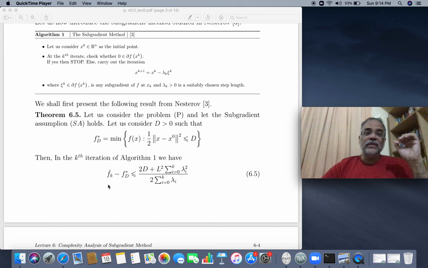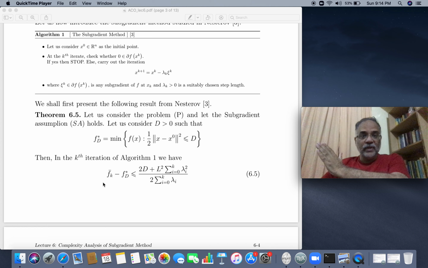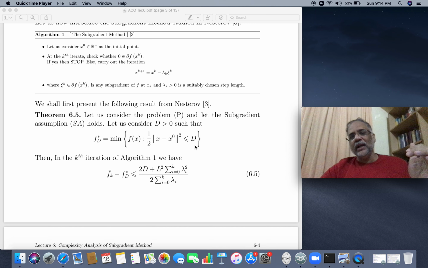What I need to know is the value of this f bar k, which is based on computing the function values up to the kth iterate, starting from 0 to k, these k plus 1 iterates. Choosing D, now what would happen? What is the idea here? The idea here is that in reality, instead of f star D we'll have f star. But let us just look at this.